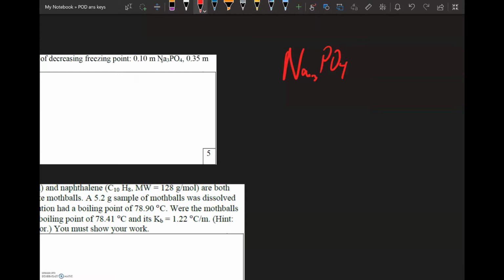Now, the number of ions is related to the formula itself and how many of the metal ions versus the anions there are. So in this example, you have 3 sodiums and 1 phosphate. So that will give you a Van Hoff factor equal to 4. The Van Hoff factor symbol is i, and so i would be equal to 4.